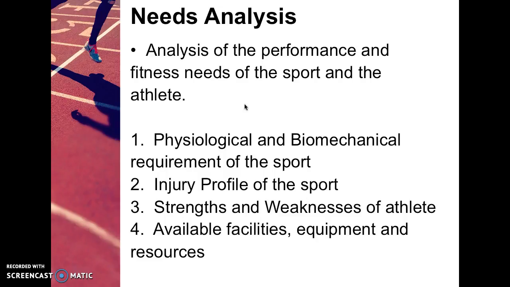So we're looking at the sport. What possible injuries do we see? So soccer, ACL; football, ankles, knees, shoulders; baseball, elbow, shoulder. So all these sports have injury possibilities, but some sports are more detrimental to one injury versus another. Strengths and weaknesses of the athlete, that comes with evaluation. What are their strengths and weaknesses? Remember, we're only as good as our weakest link. Available facilities, equipment, and resources, that goes without mention. You have to work with what you have.